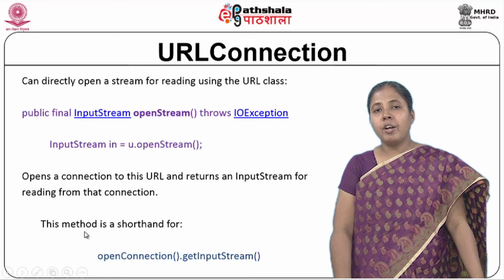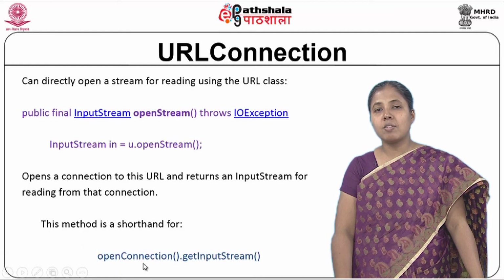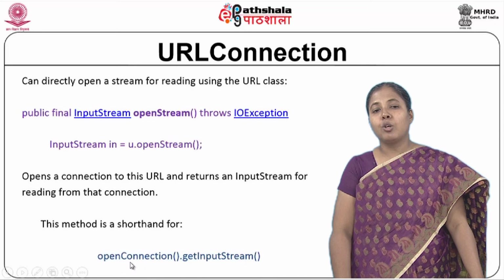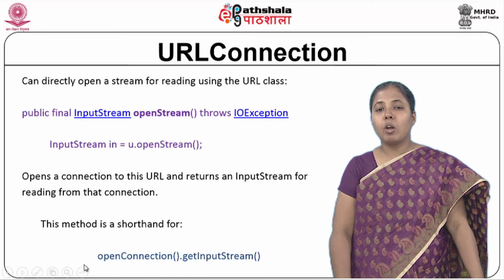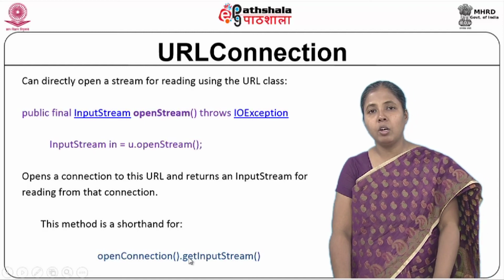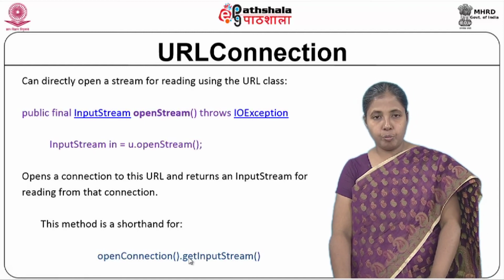And the shorthand of using this method will look like this. openConnection is actually giving us a URLConnection object. So, instead of using a URLConnection object, you can directly use the openConnection method dot getInputStream, which will also return an input stream. So, you can also directly use the openConnection method of the URL object dot getInputStream, which would return an input stream for the URL to read the data from the URL.